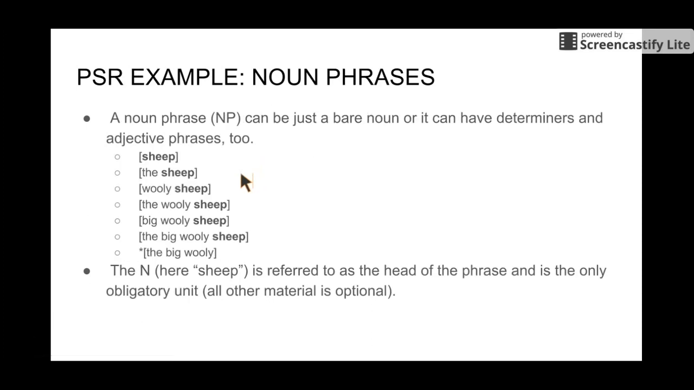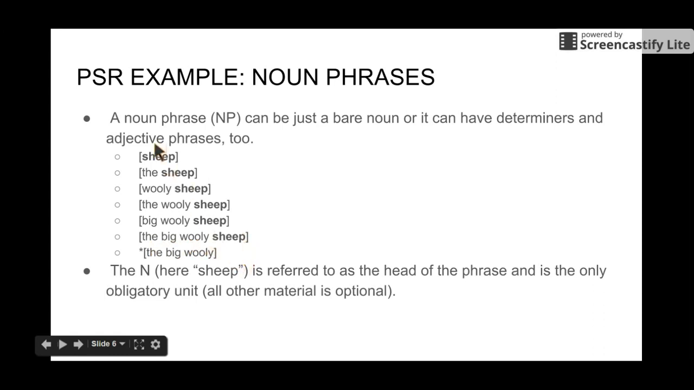Here is a real example for how to derive a noun phrase, NP. Okay. So in English, we have these examples. All of them except for the final one are NP. So we can have sheep, we can have the sheep, we can have woolly sheep, the big woolly sheep. We have a determiner as well, the big woolly sheep.